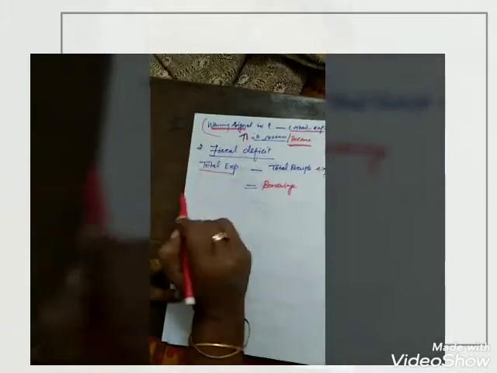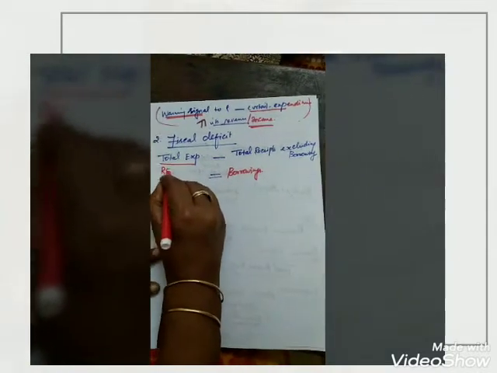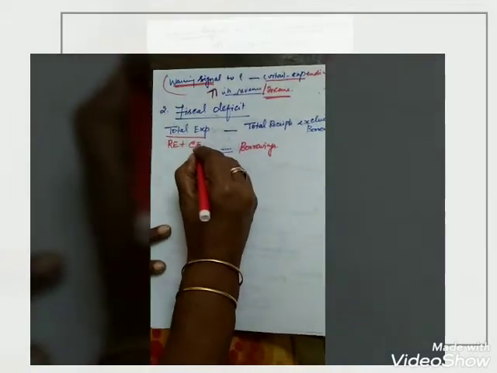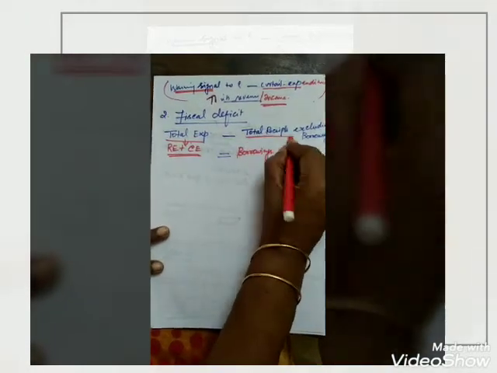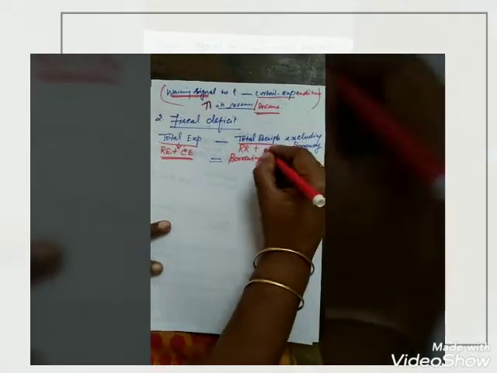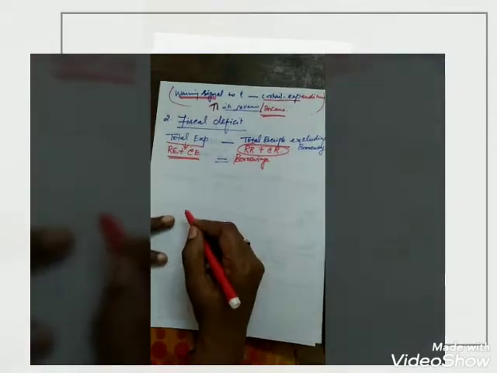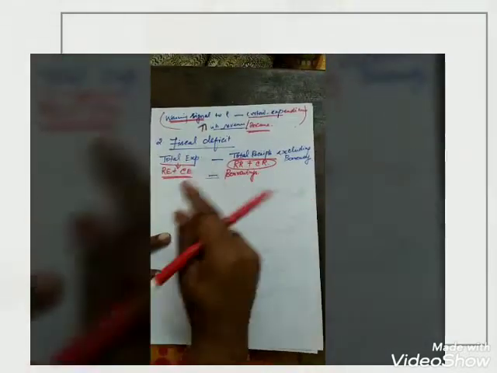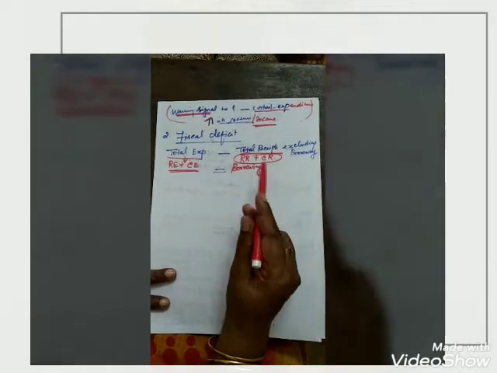This is total expenditure. In the total expenditure, what parts will come? We already studied: revenue expenditure plus capital expenditure is called the total expenditure. Total receipts, which parts have we seen? Revenue receipts plus capital receipts. So we have taken both. Total expenditure minus total receipts excluding borrowings.